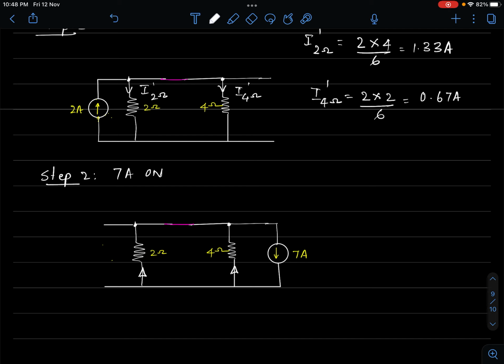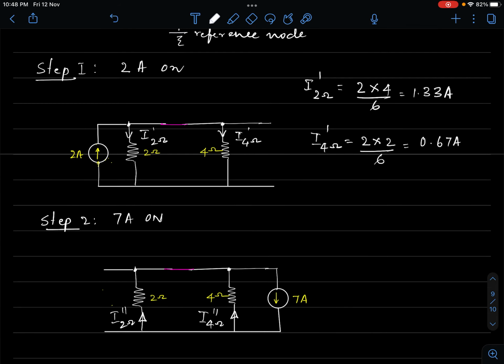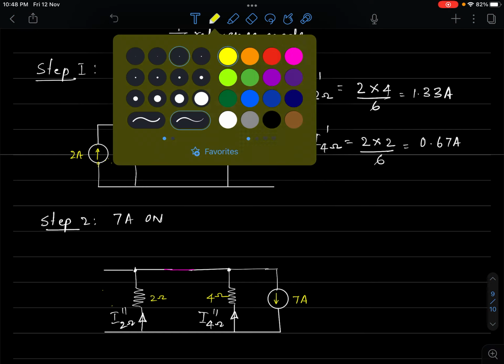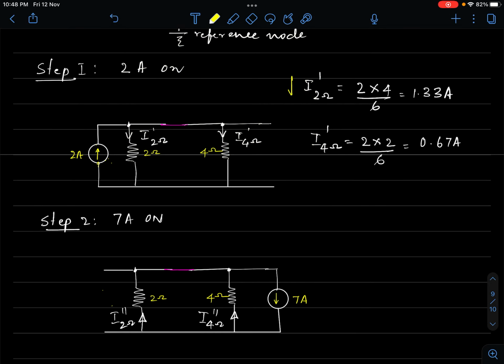Now again, current division, 4 ohm and 2 ohm, they are coming in parallel with 7 amperes. We will do current division. Now for convenience, the current that is going through 4 ohm, we will call I 4 ohm double dash. This is I through 2 ohms, again double dash. And in every case, we will try to have one notation. This current is flowing, I'll mark it here. The direction of current I'll mark.